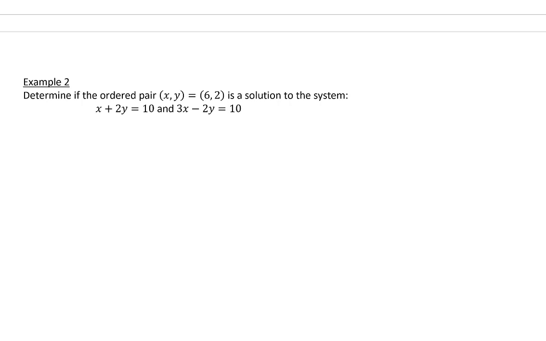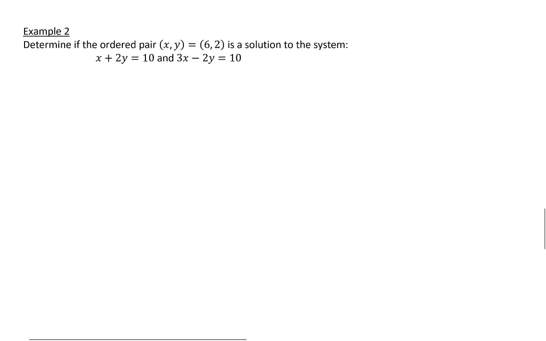All right, one different example before we're done for today. Determine if the ordered pair (x, y) equals (6, 2) is a solution to the system. This one you don't need to graph. So think about this for a moment. Pause the video and see if you can find out if this point is indeed the point of intersection or the solution to this system here.